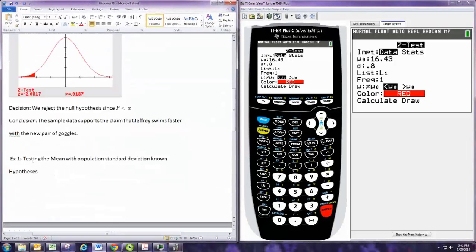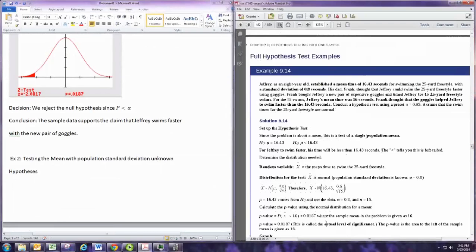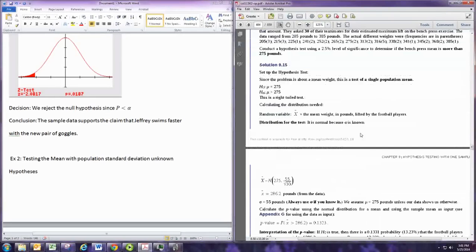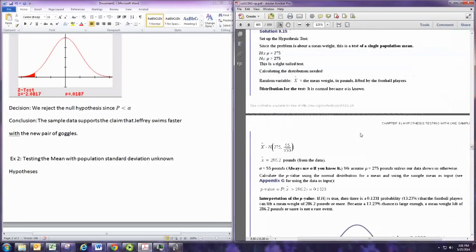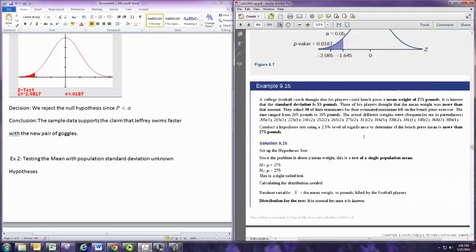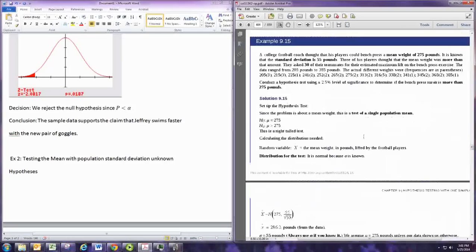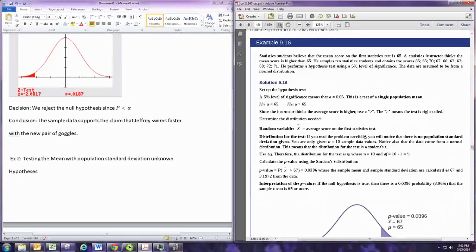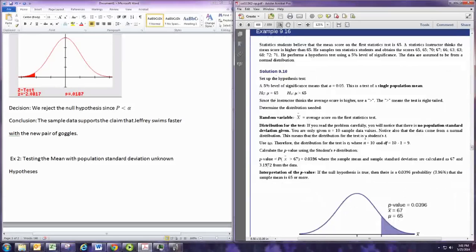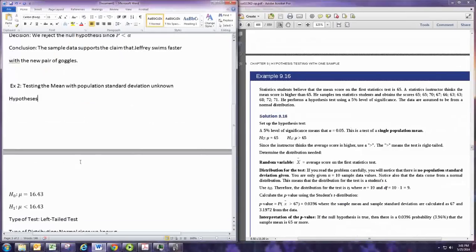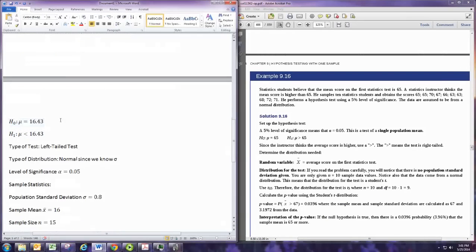And example two will be when the standard deviation is unknown. And that is right here. Okay. So again, the first step is determine whether it's the mean or the proportion you're testing, and here it's clearly the mean.